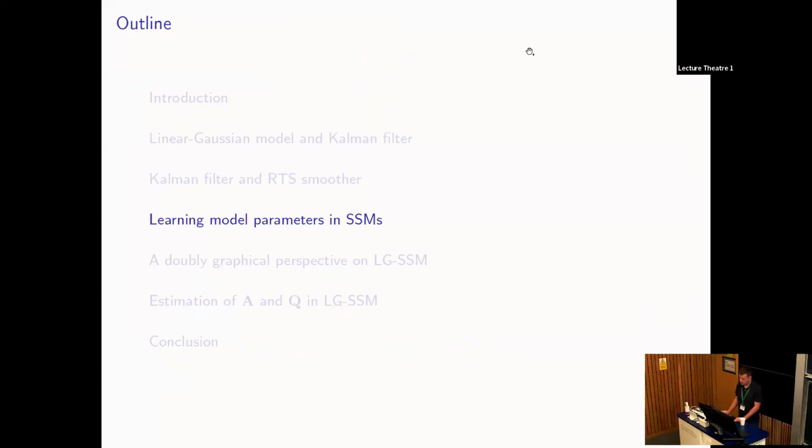So let's go to the next section, which is what do we do whenever we don't know model parameters? The way I'm going to do it here is I will try to focus a bit more, for the rest of the talk before the break, on linear Gaussian state space models. But what I'm going to say now applies more generally to generic state space models, not just linear Gaussian, but a broader family.